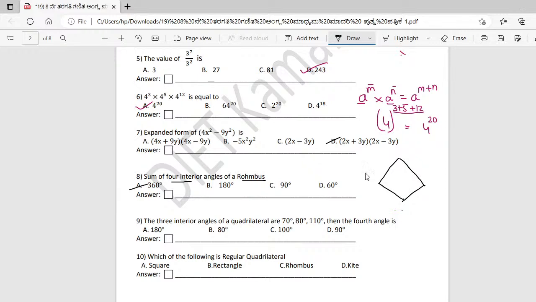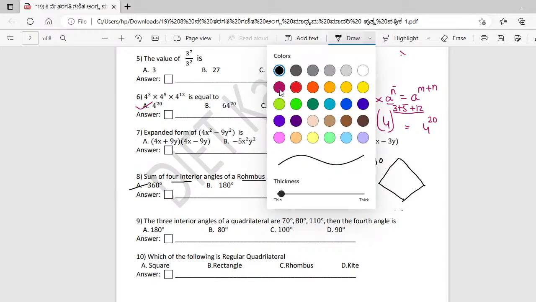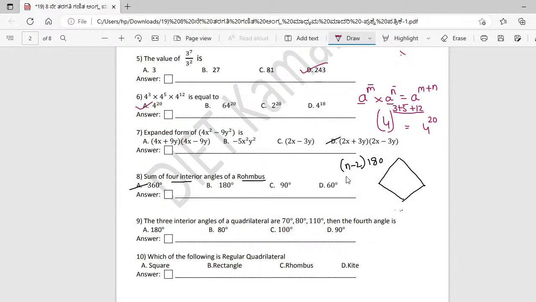sides. Okay, and there is one formula to find the sum of angles. That is n minus 2 into 180. That is the formula to find the angle sum, right? And n stands for the number of sides. How many sides are there in our rhombus? That is 4 minus 2 and 180 as it is. So 4 minus 2 is 2, 2 into 180, what is the value? That is 360. And that's our right answer, 360 degrees.